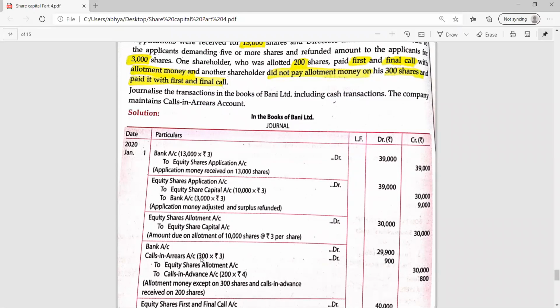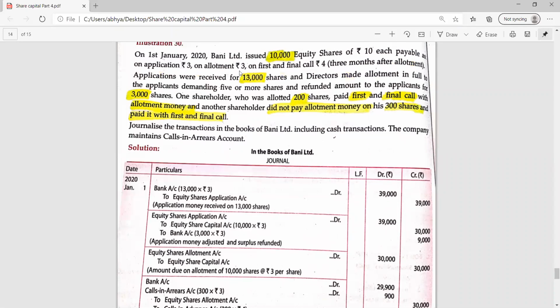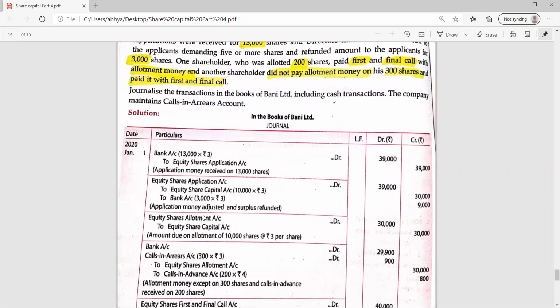Calls in arrear: on 300 shares, that person was not able to pay the allotment money. So allotment money is rupees 3. So 300 into 3. In calls in advance, entry will be done with the next call, and in calls in arrear, entry will be done with the money of the same call. So 300 into 3, 900. Now the balance amount will be written in bank.